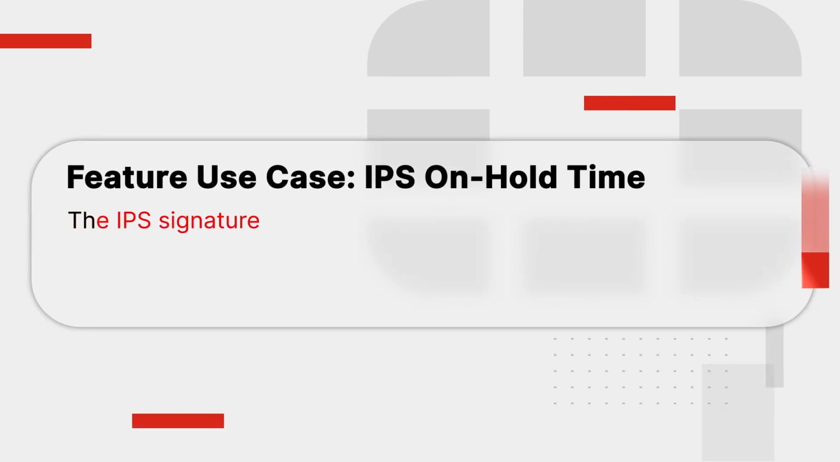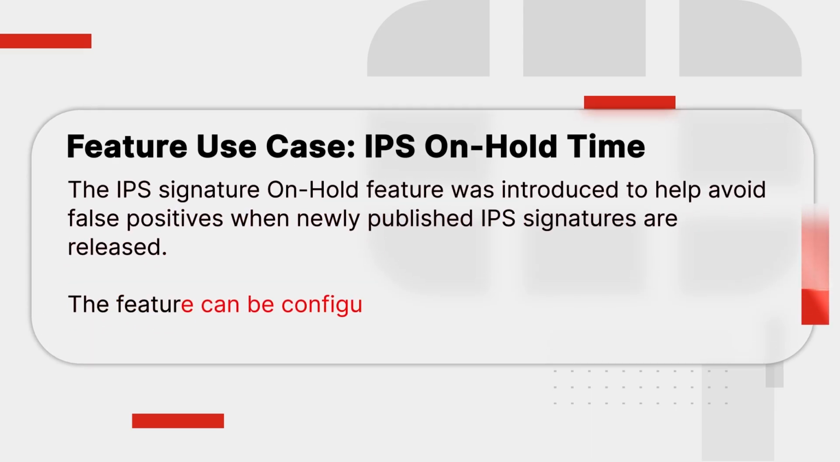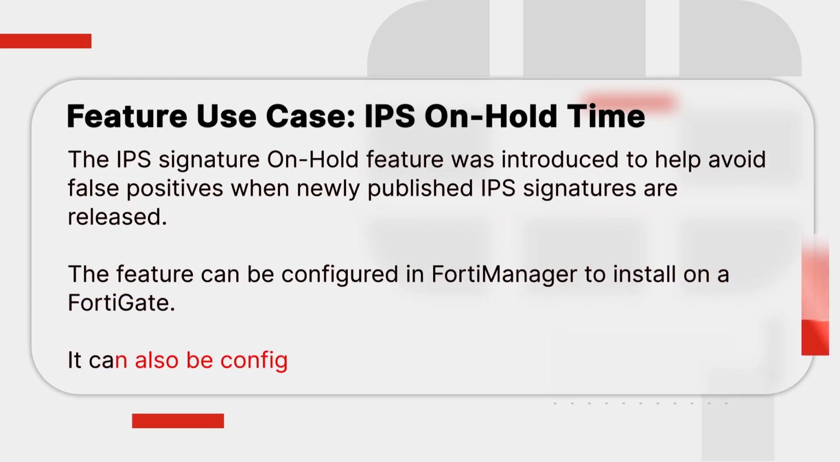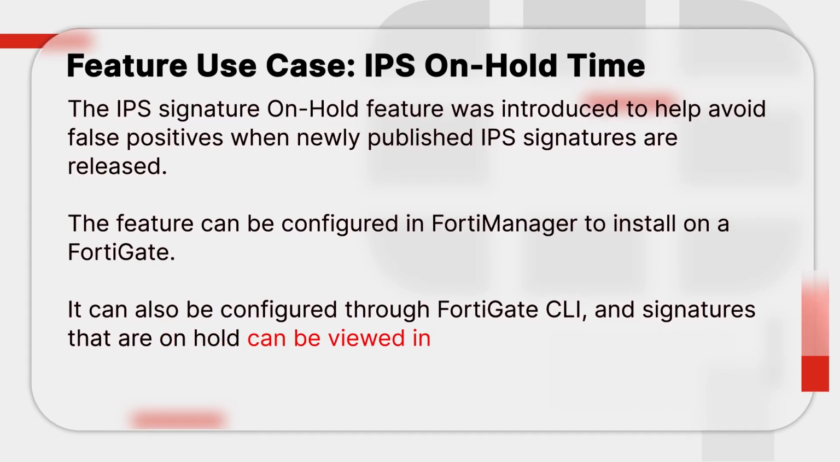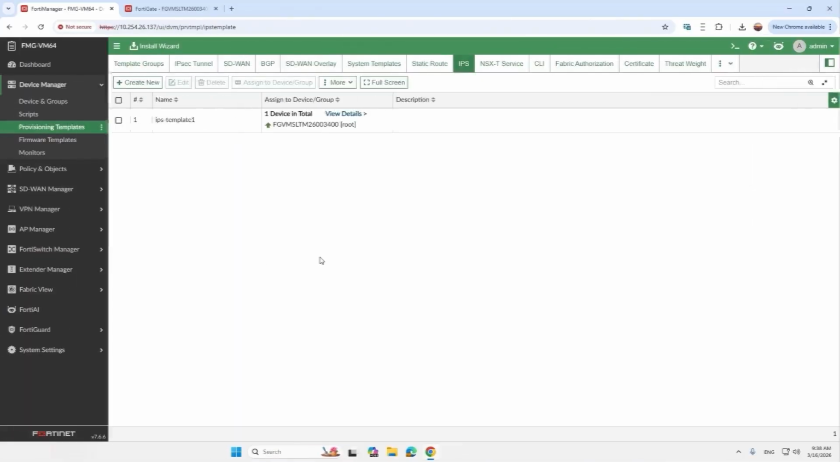The IPS signature on hold feature was introduced to help avoid false positives when newly published IPS signatures are released. The feature can be configured in FortiManager and installed onto FortiGate. It can also be configured through FortiGate CLI, and signatures on hold can be viewed in both the FortiGate GUI and CLI. For this video, we are using version 7.6.6 on both FortiManager and FortiGate.